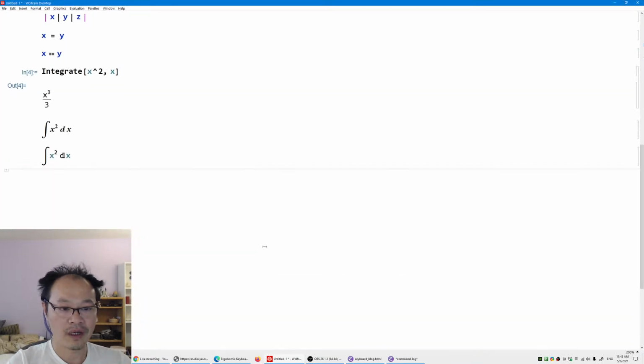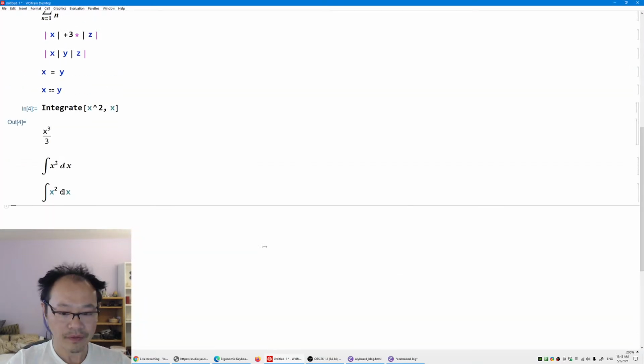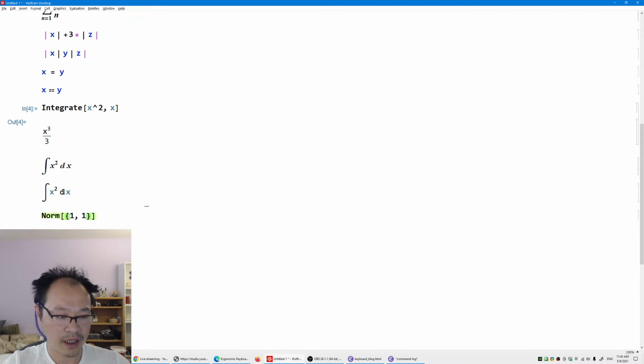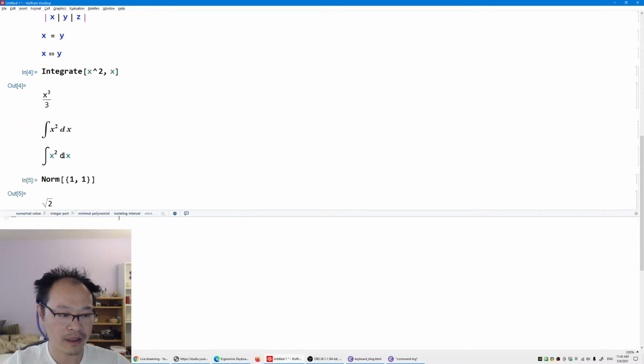But let me show you an example that does illustrate. So for example, absolute value. Okay, norm. Let's do a norm of a vector. So you have a vector 1 and 1. You want to know the length. In math terminology, that's called the norm. So okay, evaluate it. The length of the vector is the square root of 2.